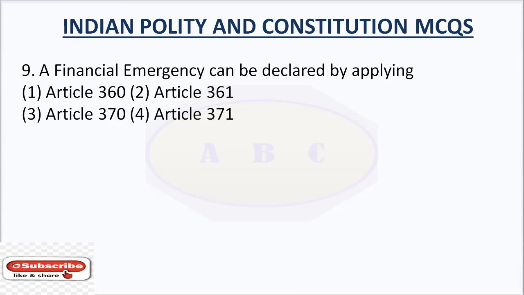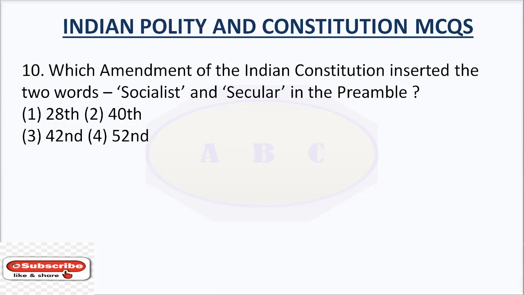Question number 9. A financial emergency can be declared by applying option number 1, Article 360, option number 2, Article 361, option number 3, Article 370, option number 4, Article 371. The right answer is Article 360.